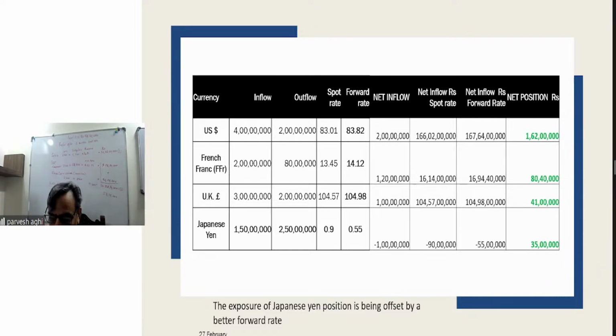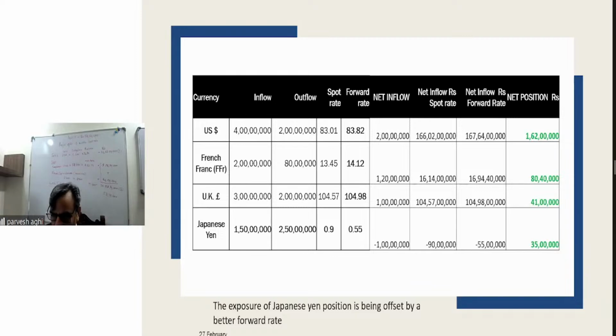But now come back to the Japanese yen. Here, he is a net importer. His exports are 1 crore 50 lakhs. His imports are 2 crore 50 lakhs. But the spot rate was 90 paisa. It has become 55 paisa. Okay, so the foreign currency, the Japanese yen, has depreciated from 0.9 to 0.55.